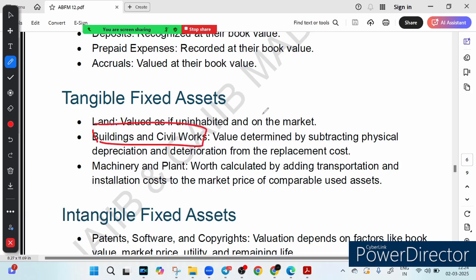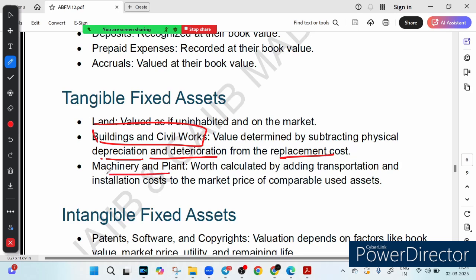Suppose we have building and civil works. That building loses value over time due to wear and tear, right? So we use replacement cost minus depreciation to find their true worth. So we should subtract the depreciation and deterioration from the replacement cost, right?